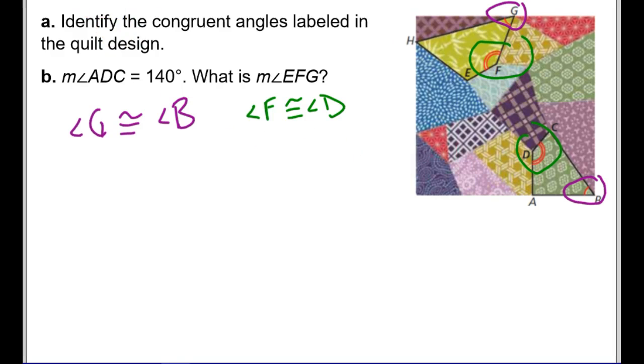So now my second part of the question. If the measure of angle ADC, so this one right here is the one we're looking at, is 140 degrees, what is EFG? Well, here I said that they were congruent, so I know that the measure, that M in front just means measure, of EFG is equal to 140 degrees.